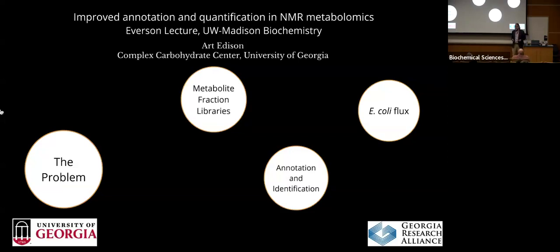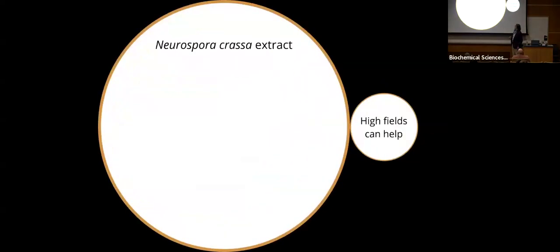I also want to just set the context. I know that many of you, if you do metabolomics, are probably more familiar with mass spectrometry as a method for metabolomics. I realized I didn't put in a slide contrasting the strengths and weaknesses. Mass spec is much more sensitive than what we're going to be talking about, but NMR is much more quantitative and has a huge amount of advantages that I'm going to try to highlight in this talk. And I will show you what we're doing with NMR that I think is useful. So I'll start with defining the problem.